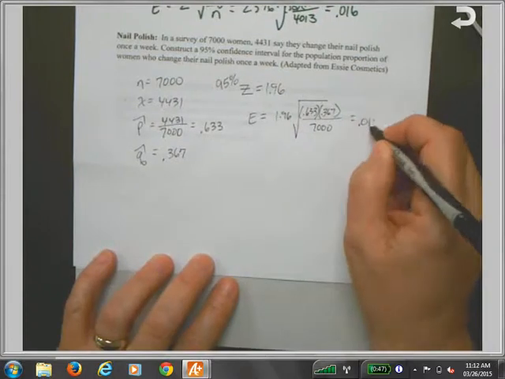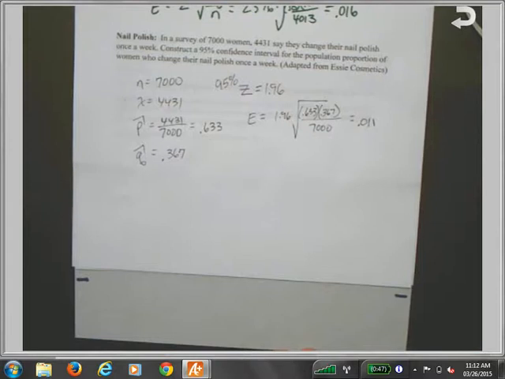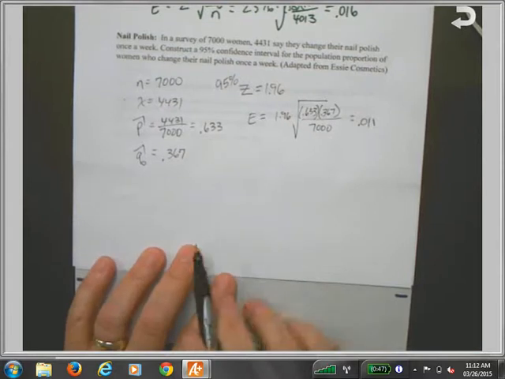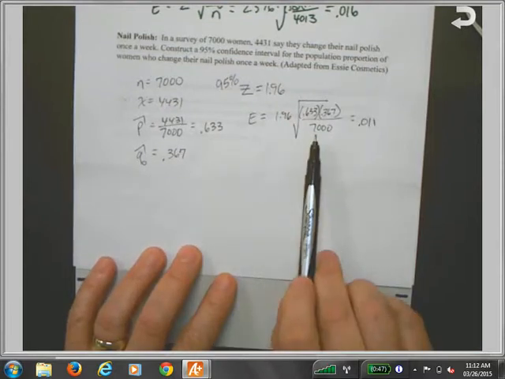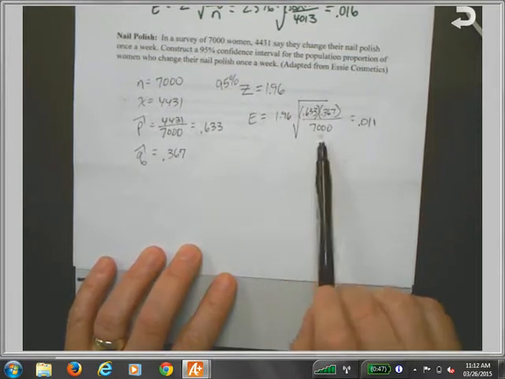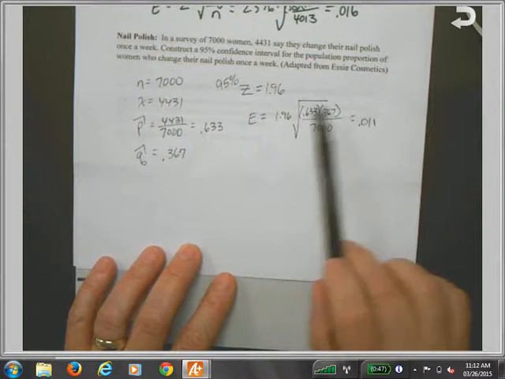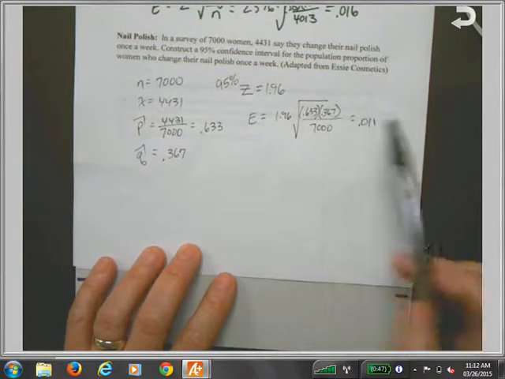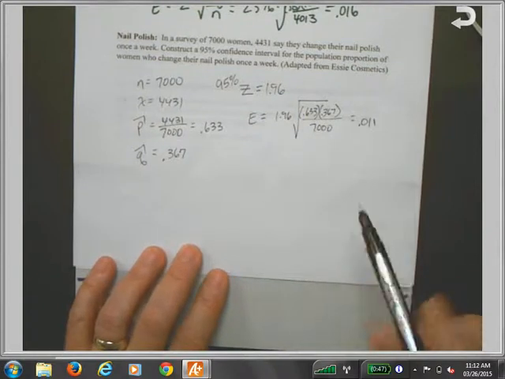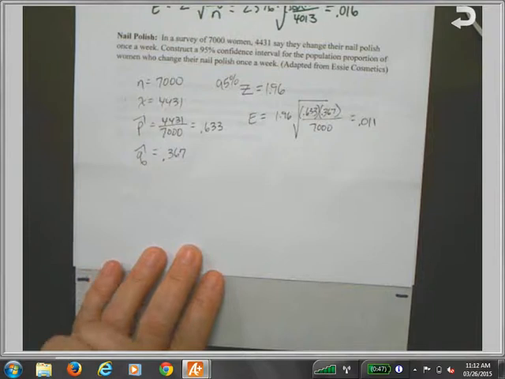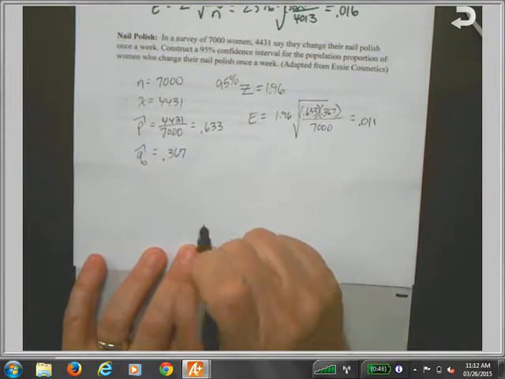0.011. So a very small margin of error there. Very small because we have a very large n. So we're dividing by a very large number and then taking the square root of that quotient. So it's really getting small. Okay, so now we're going to take our p-hat and add and subtract this margin of error.